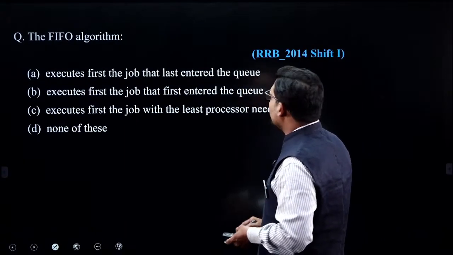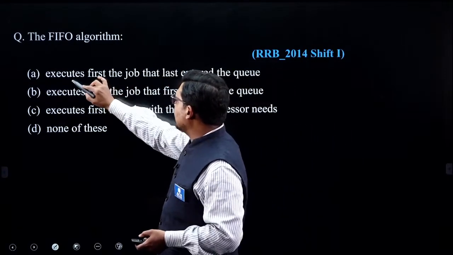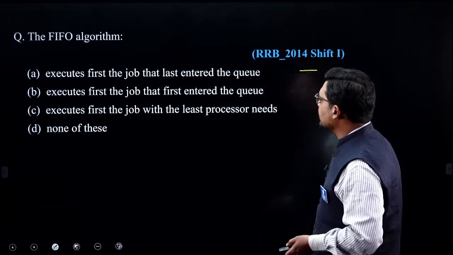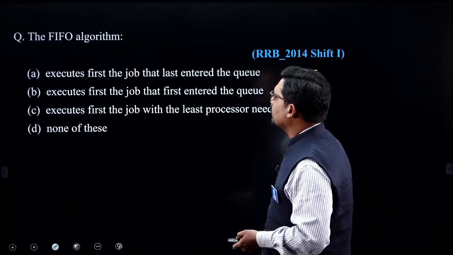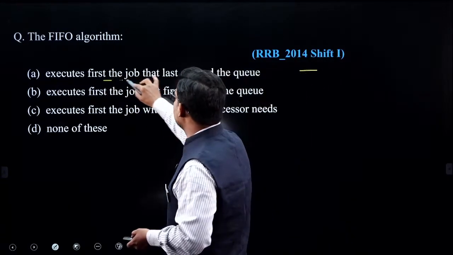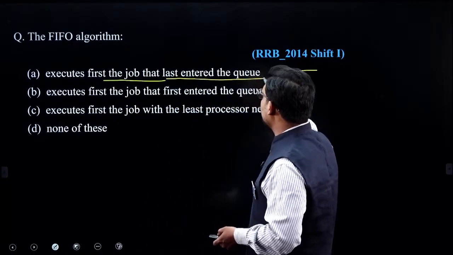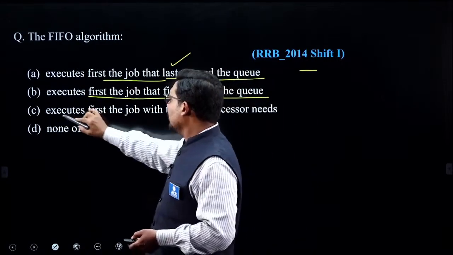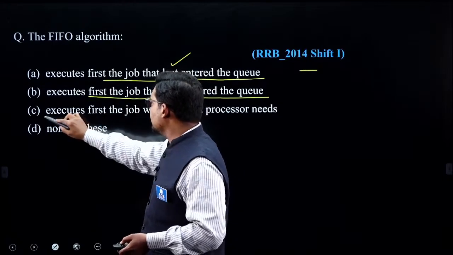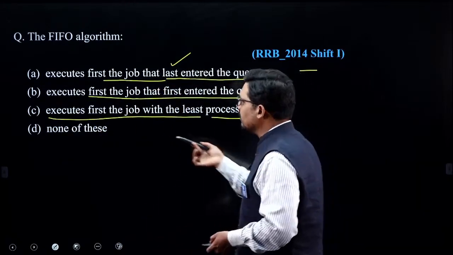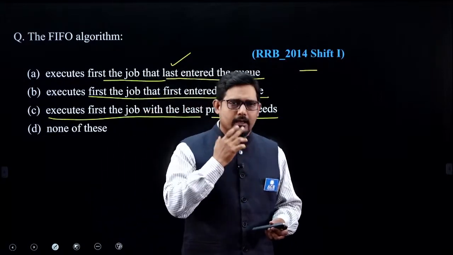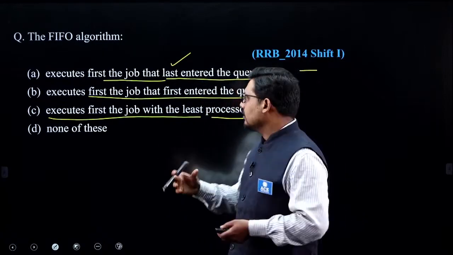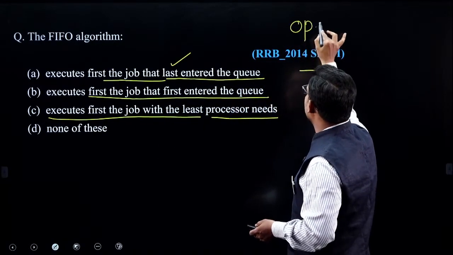And look at a few more questions. The FIFO algorithm executes the jobs first in first out. This topic is from operating system. How does the FIFO algorithm work? Execute first the job that first entered into the queue; execute first the job that last entered into the queue; first one is the last entered, second is the first entered; execute first the job with the least processor needs; and none of these. So see here again regarding the level, a very basic level of question has been asked from this topic. This particular question is from the operating system.